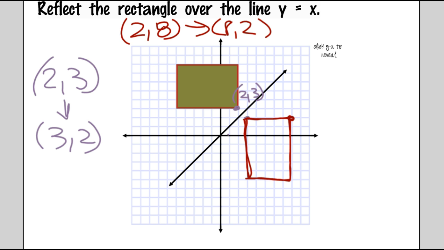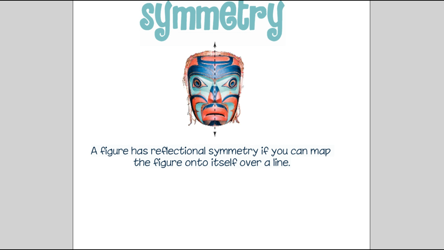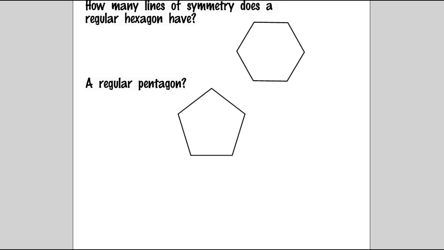Okay, a couple more things. Symmetry. What does it mean if something's symmetrical? Same on both sides, like a mirror image. Very good. Equal, congruent. How many lines of symmetry does a hexagon have? Start drawing them on your paper. Draw some lines of symmetry.